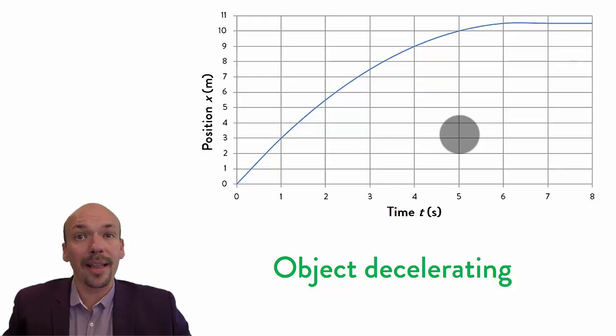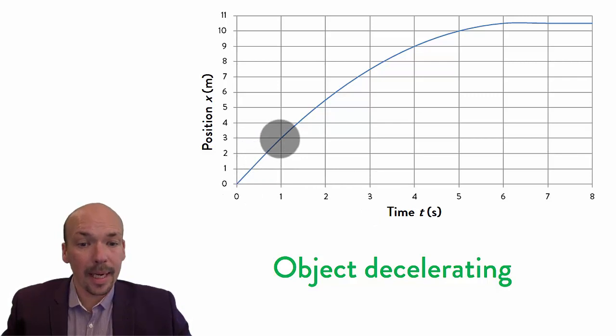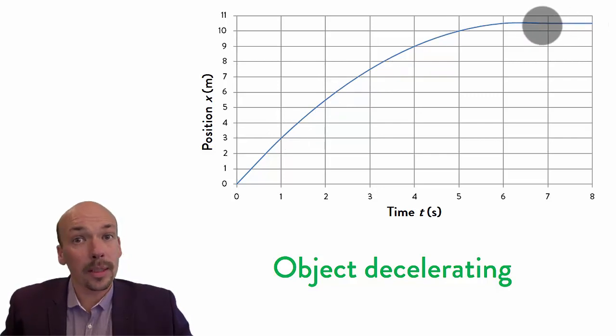And finally this one, I think this one is the most difficult. If you see a line like this, the object is decelerating. Because you can see that first, when the time is going by, distance is being added, but when the time goes by further, there's less and less distance added until here at the end, and the object seems to be stationary. So now the object is decelerating.